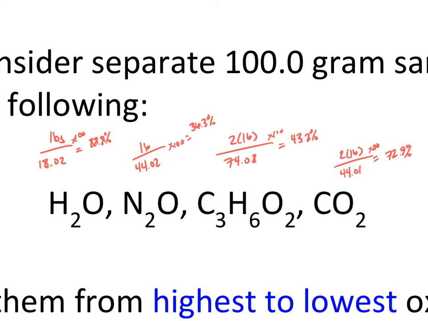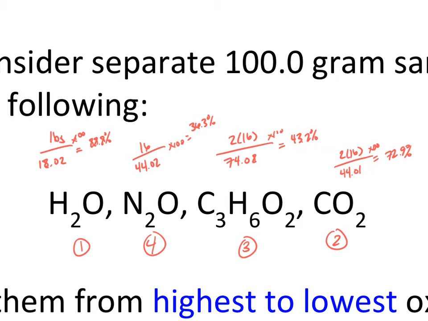So rank them. The highest would be water, followed by carbon dioxide, followed by C3H6O2, and finally N2O4. So in summary, I had to do 4 different calculations of percent oxygen by mass and then rank them from highest percent by mass to lowest percent by mass.